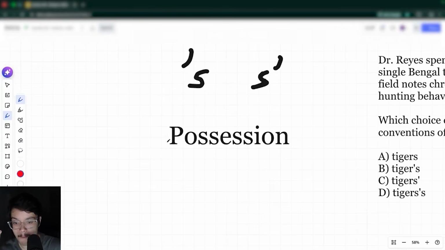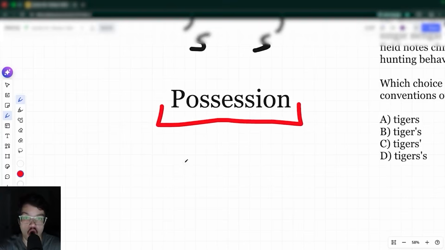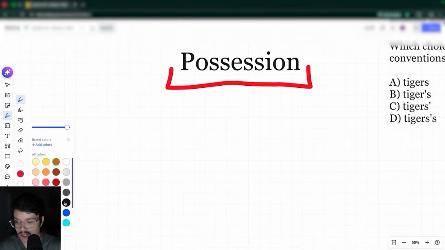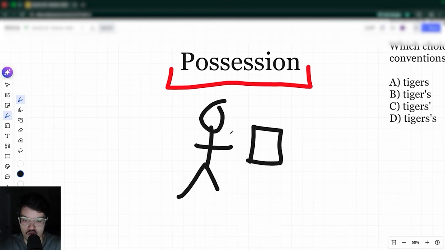So the thing with possession, basically what this is trying to show is this is a grammar concept on the SAT that shows that something owns something else. So for example, if you have a person and that person, in their collection, I guess you could say, owns a certain book. Possession could be used for this person for that book. If this person's name is Lucas, we could say Lucas's book. If this person's name is Jeremy, we could say Jeremy's book. That would be showing possession.